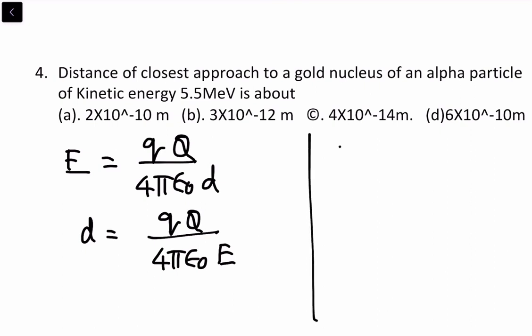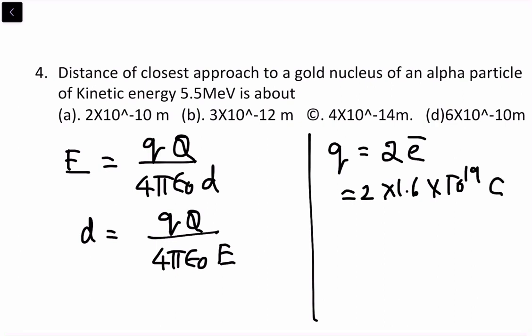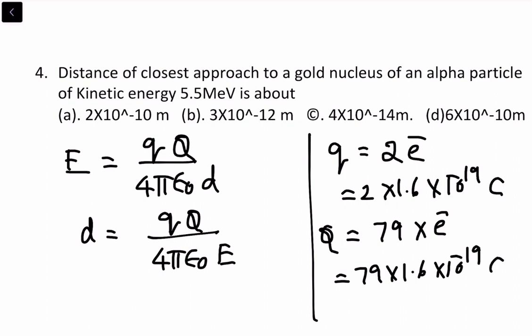Let us see small q, that is the alpha particle. Alpha particle means helium nucleus. Therefore, it has 2 protons. The charge of the alpha particle is 2 times the charge of the electron, that is 2 into e, that is 2 into 1.6 into 10 to the power of minus 19 coulombs. Then gold: we know the atomic number of gold is 79. So the charge on the gold nucleus is 79 into 1.6 into 10 to the power of minus 19 coulombs.